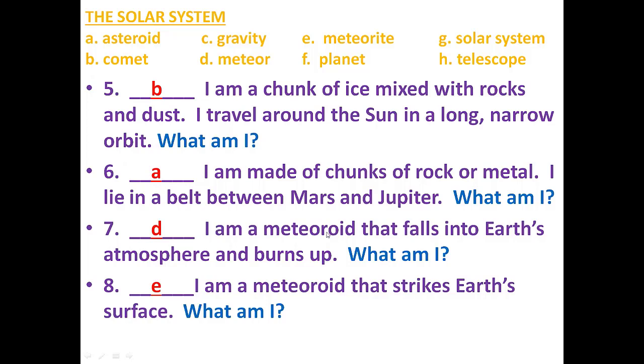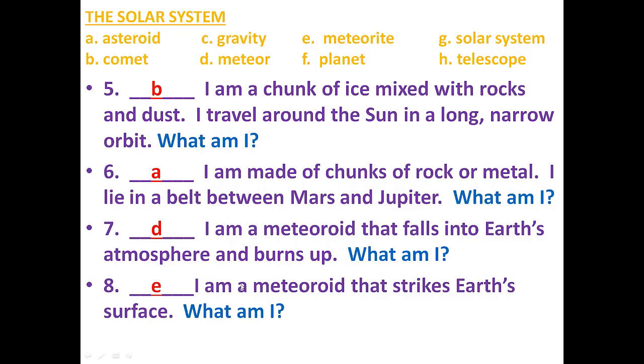Next, I am a meteoroid that falls into Earth's atmosphere and burns up. What am I? The answer is meteor. Answer is D. I am a meteoroid that falls into Earth's atmosphere and burns up. The answer is meteor, D.